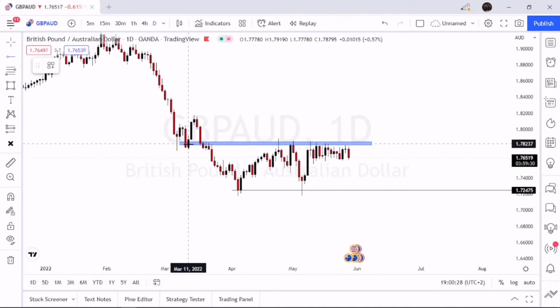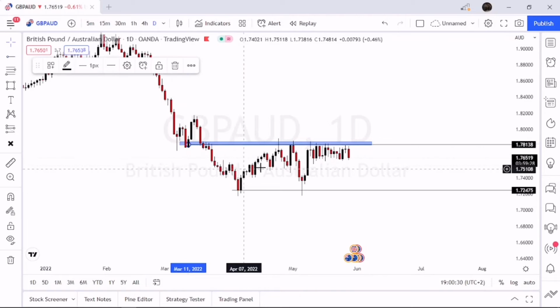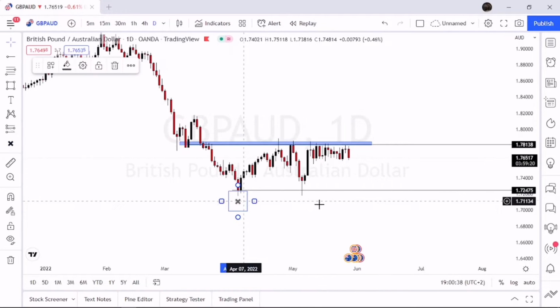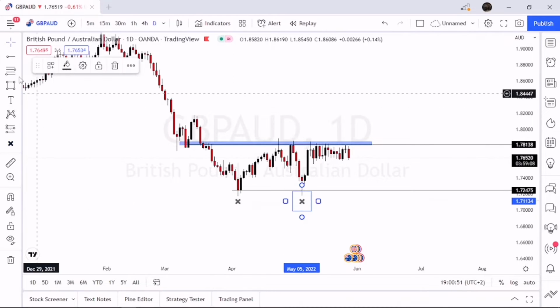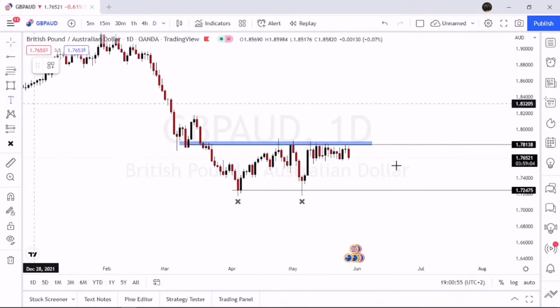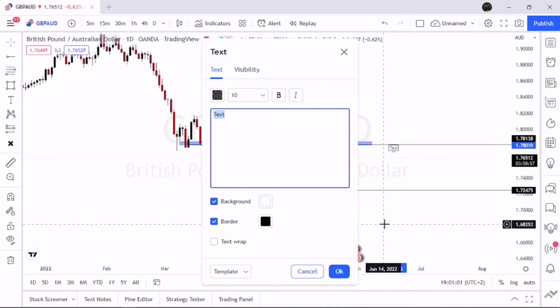Therefore, I'd say this could potentially be our neckline, coming off the thought that we have made this double bottom, right? So therefore, I'd really say this level here would be our neckline to this double bottom.